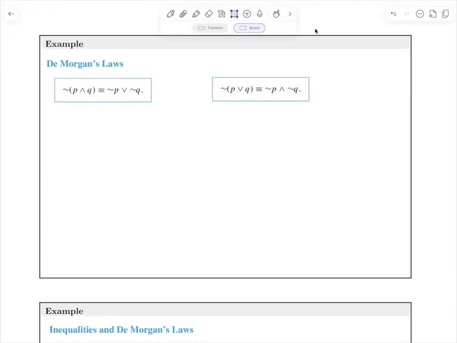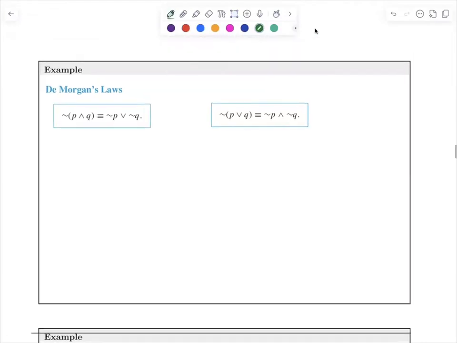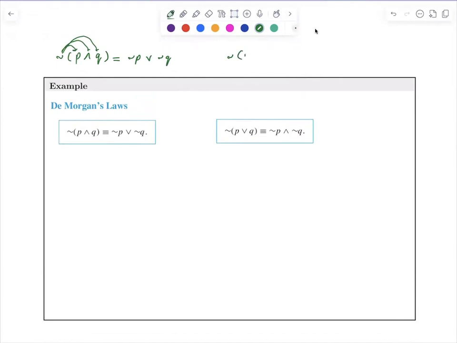We introduced the idea of De Morgan's laws. We saw that when we are distributing the negation over "and", the negation of P and Q becomes the negation of P or the negation of Q. The same applies to "or": when we distribute the negation over "or", the negation of P or Q becomes the negation of P and the negation of Q.